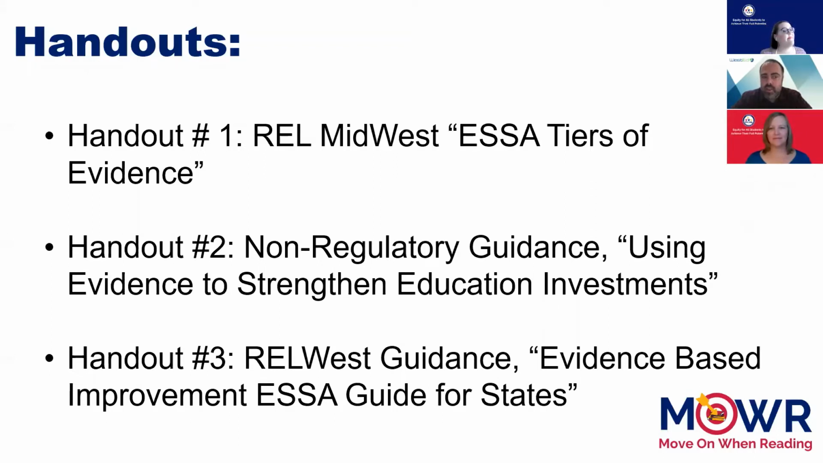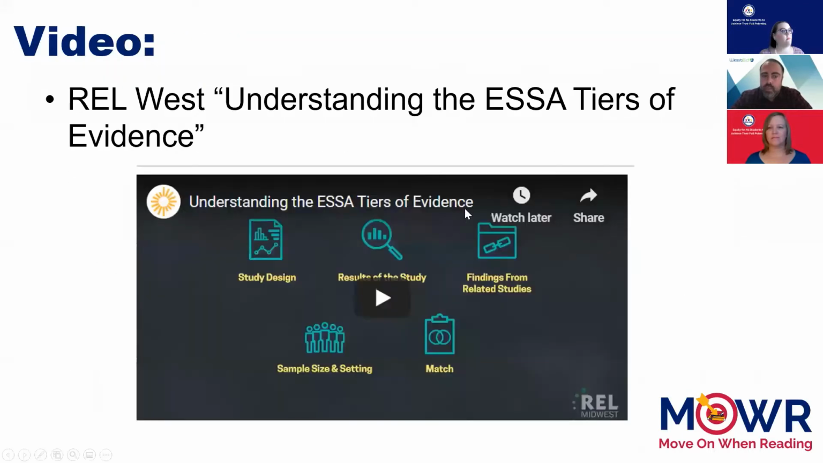Now that you have all the handouts, please reference Handout 1 as we watch the ESSA Tiers of Evidence video. Throughout the video and handouts, you will read about the school improvement cycle. This is important to consider as you make decisions about evidence-based interventions. And we will touch on this in future webinars. But for now, we want to focus on the 4 ESSA evidence tiers.